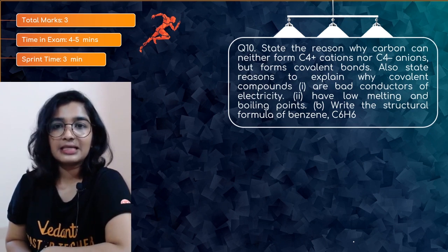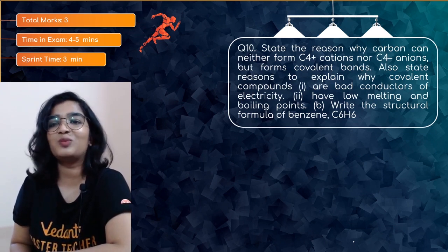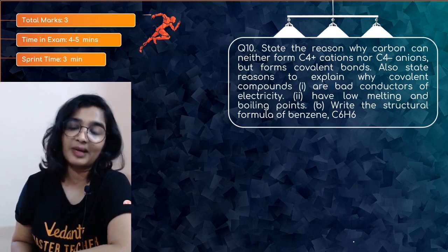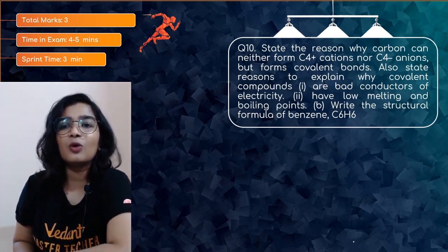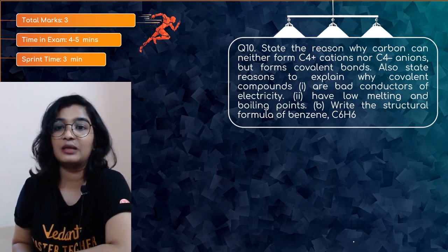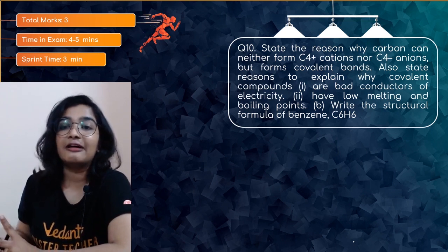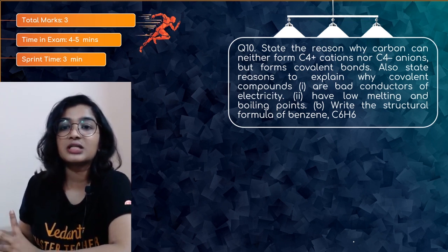Question number 10. State the reason why carbon can neither form C4+ cations or C4- anions but forms covalent bonds. Also state reasons to explain why covalent compounds are bad conductors of electricity, have low melting and boiling point. Write the structural formula of benzene.